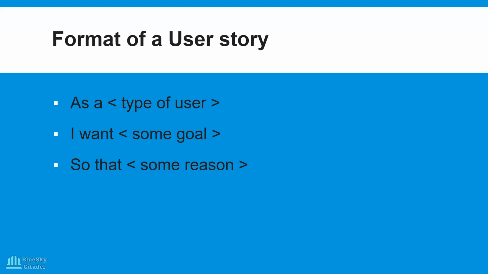What's the format of a user story? Generally, this format is usually written in three lines, right? The first one is "As a", the second one is "I want", and the last one is "So that". Okay, as a, I want, so that. So "as a" refers to the type of user. "I want": what do you want to do? "So that": why do you want to do that thing you want to do?